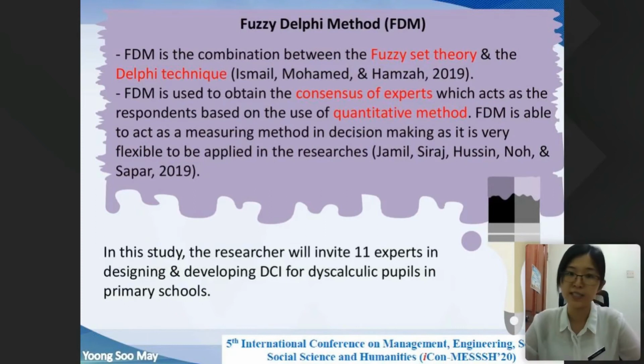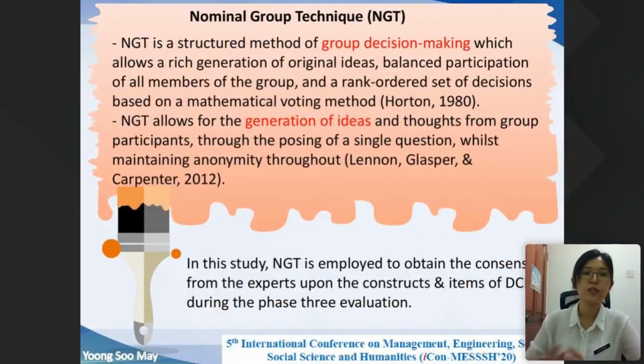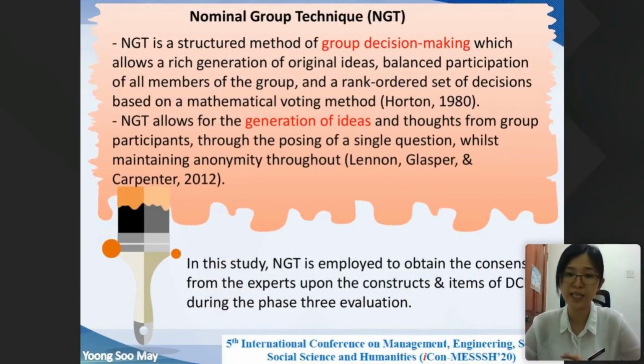Number 6, Fuzzy-Delphi method. According to Ismail, Mohammed and Hamza in 2019, FDM is the combination of the fuzzy set theory and the Delphi technique. In this study, the researcher will invite 11 experts in designing and developing the Dyscalculia checklist instrument for dyscalculic pupils in primary schools. Okay, number 7, nominal group technique.